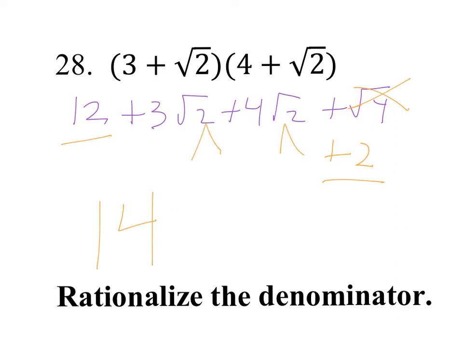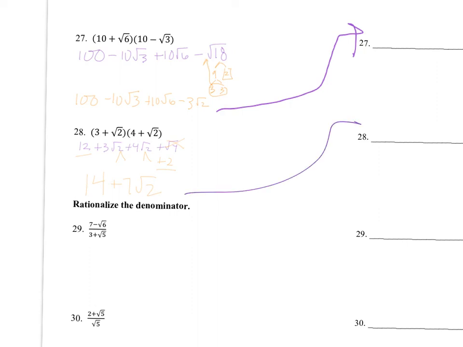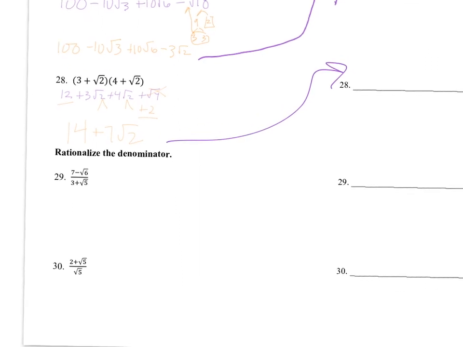These two are like terms because they both have that square root of 2. So plus 7 square root 2. That's my answer for question number 28. Again, you should not do that, but I can do that, I'm the teacher. You should write it on the line.